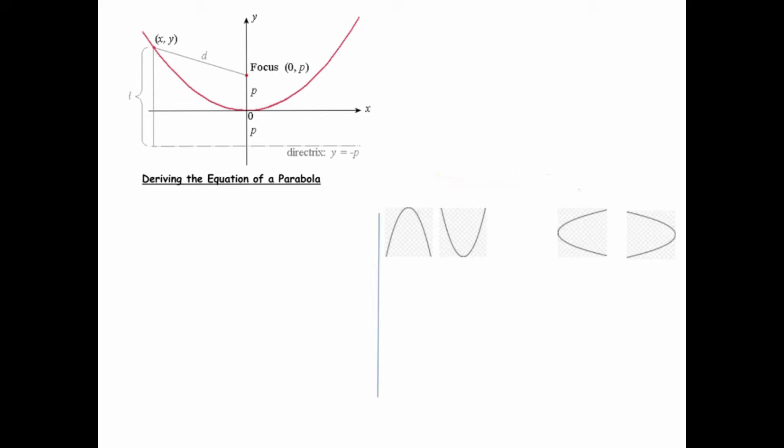We know that the definition of a parabola is that it's the locus of points equidistant from a line called the directrix and a point called the focus. So we're going to use this definition to come up with an equation of a parabola whose vertex is at the origin. The way to do that is to pick an arbitrary point on the parabola, which we've done here. We called it xy. The distance between that point and the focus is d. Now we can come up with an expression for d.